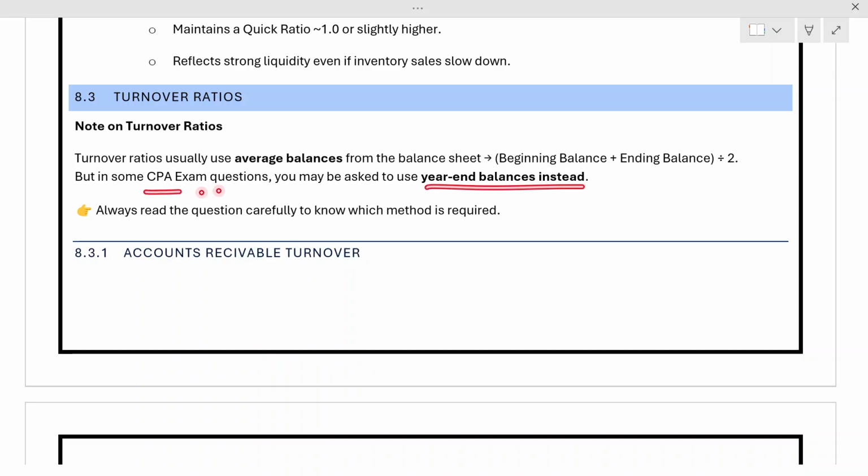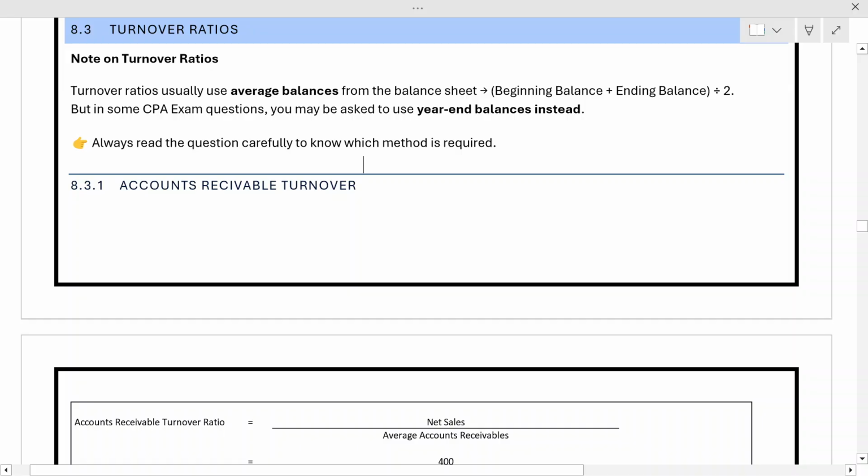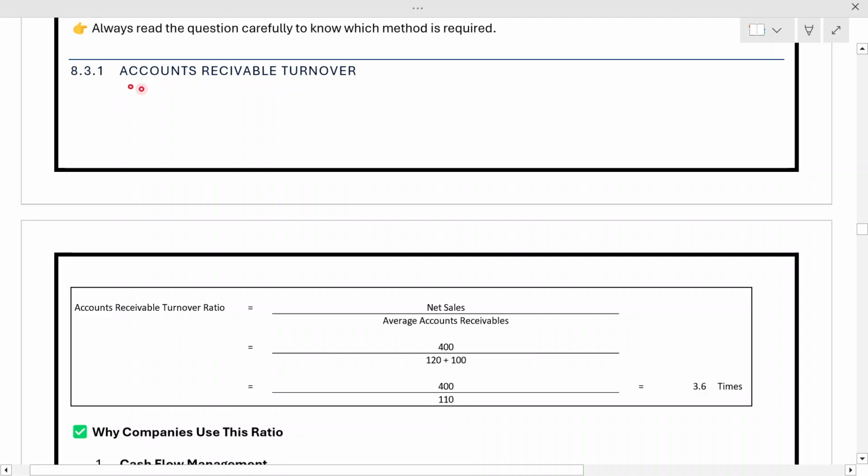And this may apply to all kinds of exams. If this is a CPA exam, it will apply. If this is an ACA exam or any kind of exam, it may apply, because the question will ultimately tell you what needs to be applied. We will understand these things a little in advance later, but let's see the first turnover ratio, which is the accounts receivable turnover ratio.